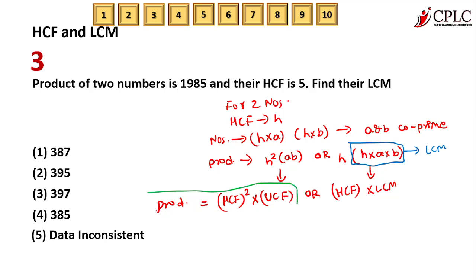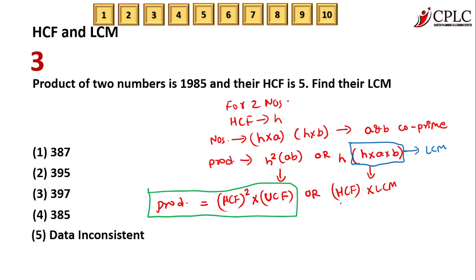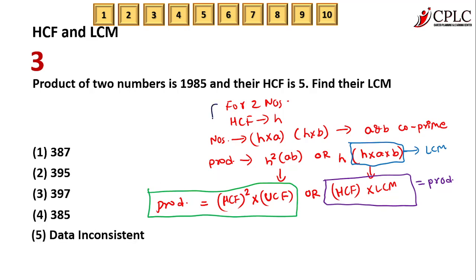So we have two formulae. Product of two numbers is HCF square into product of uncommon factors, or product of two numbers is equal to HCF into LCM. So do remember this entire theory and this entire concept. Basically, the starting point is very crucial, and that starting point is, you know what? This is that starting point.